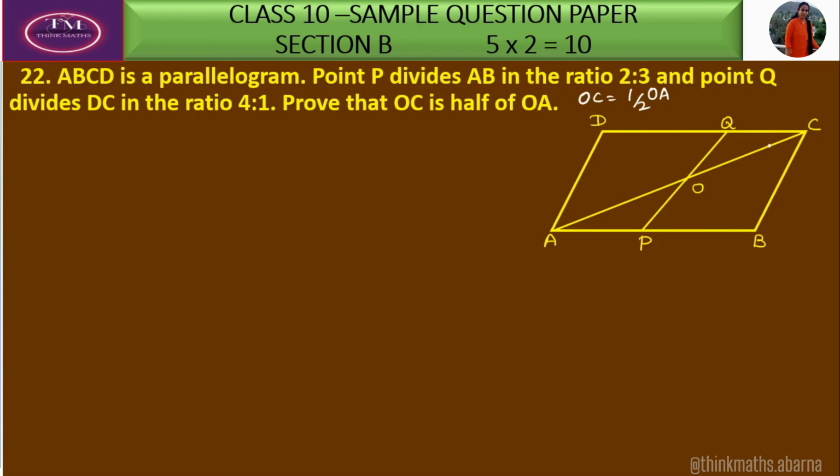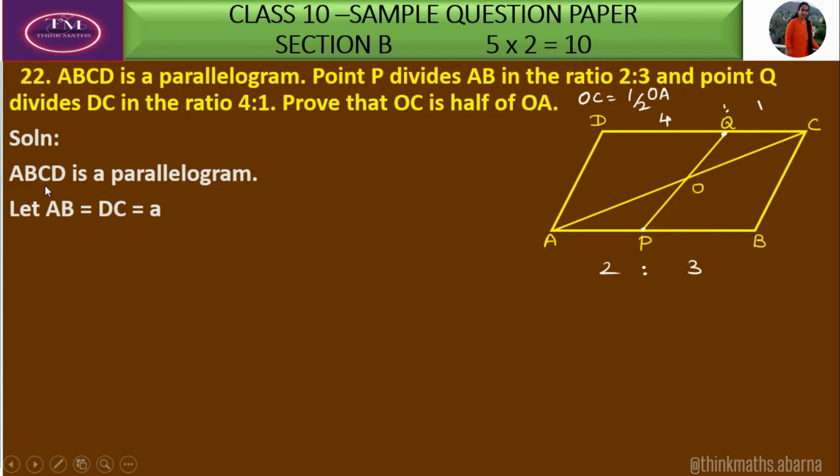So OC is here and OA is here. ABCD is a parallelogram. This point P divides AB in the ratio 2 is to 3, and point Q divides DC in the ratio 4 is to 1. Okay, so these are the data given. Now we are drawing PQ as well as AC. Okay, now let us start the solution.